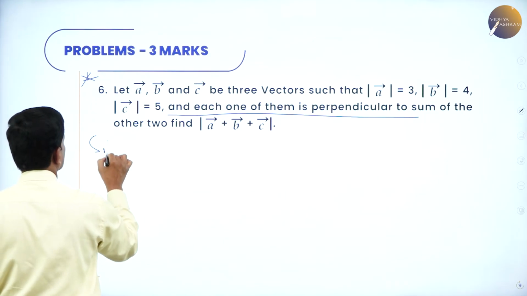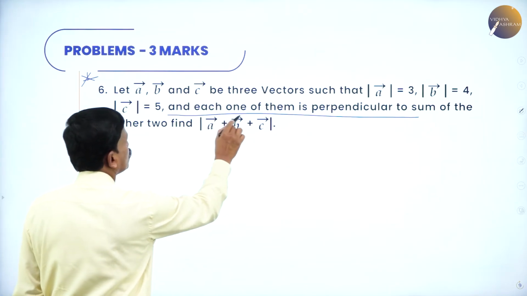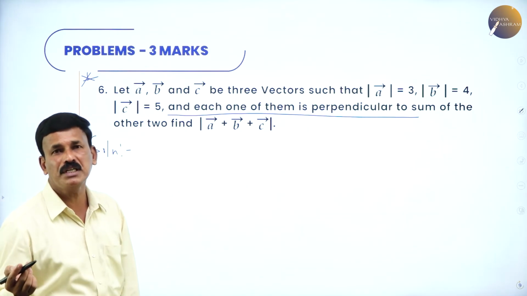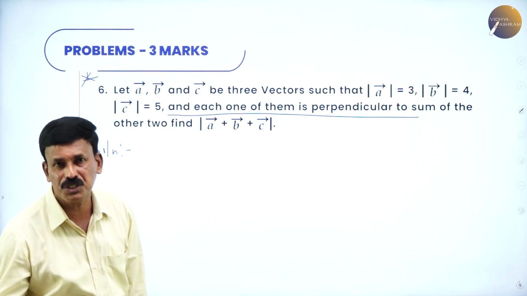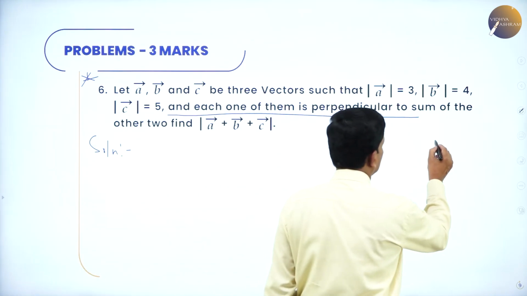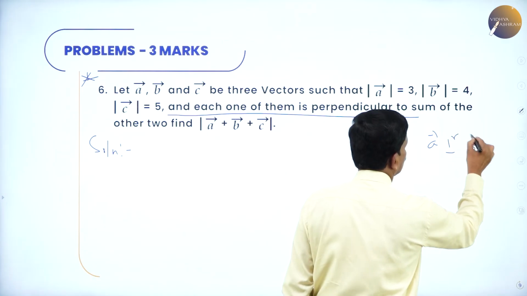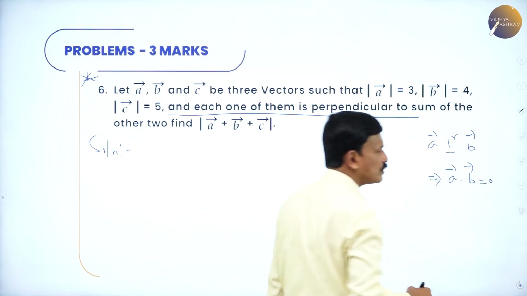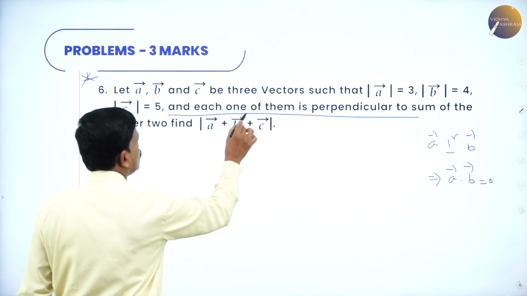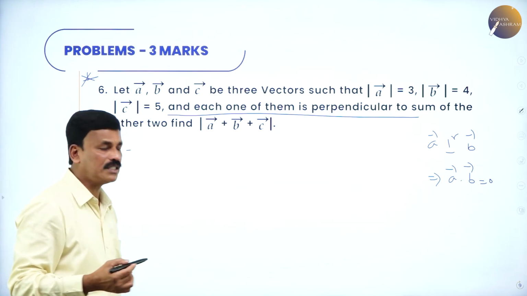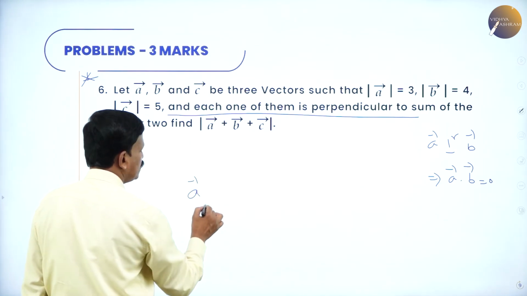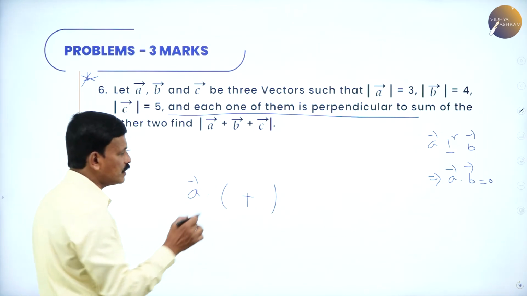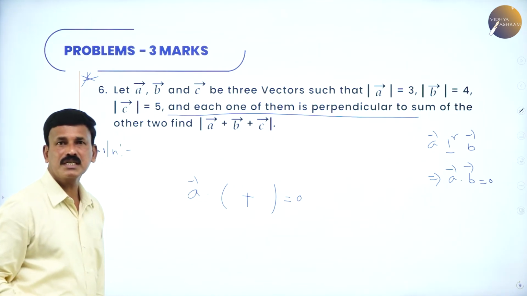Now given, what is given? Each one of the vectors is perpendicular to the sum of the other vectors. So if 2 vectors are perpendicular to each other, it means their dot product is equal to 0. If A is perpendicular to vector B, implies vector A dot B is equal to 0. Here what is the condition? Each one of them is perpendicular to the sum of the other vectors. First vector is perpendicular to the sum of the other vectors, means the dot product of the first vector and this vector is equal to 0. That is the given condition.